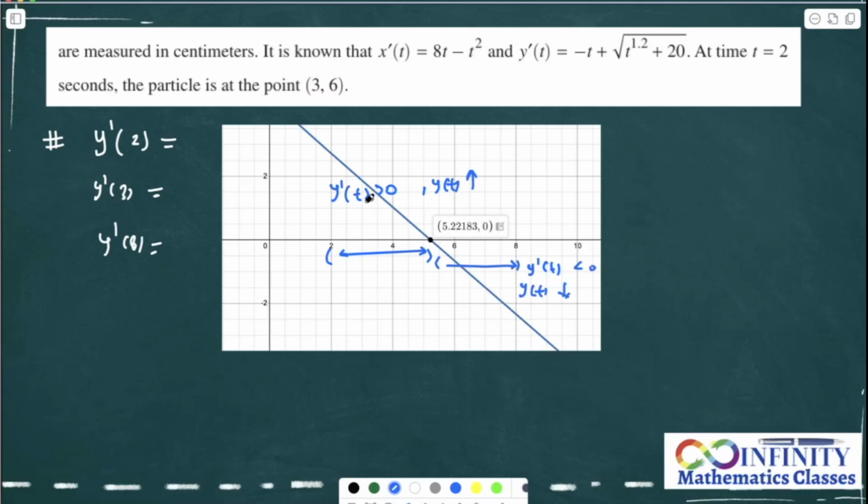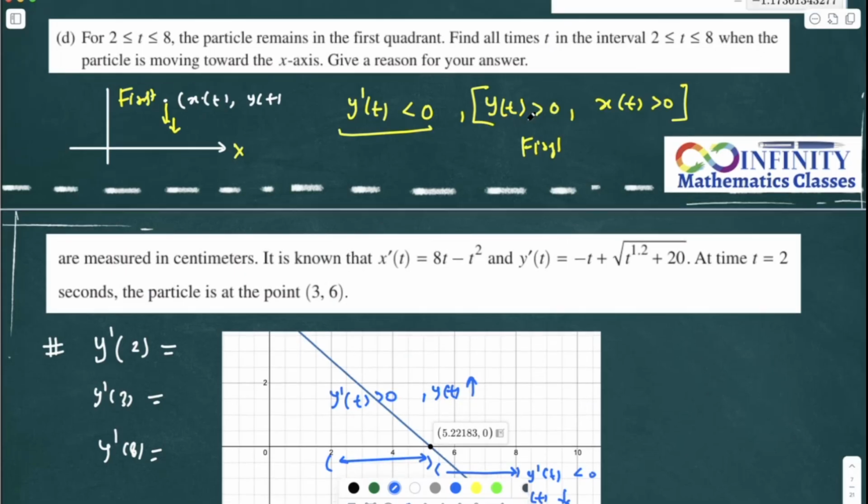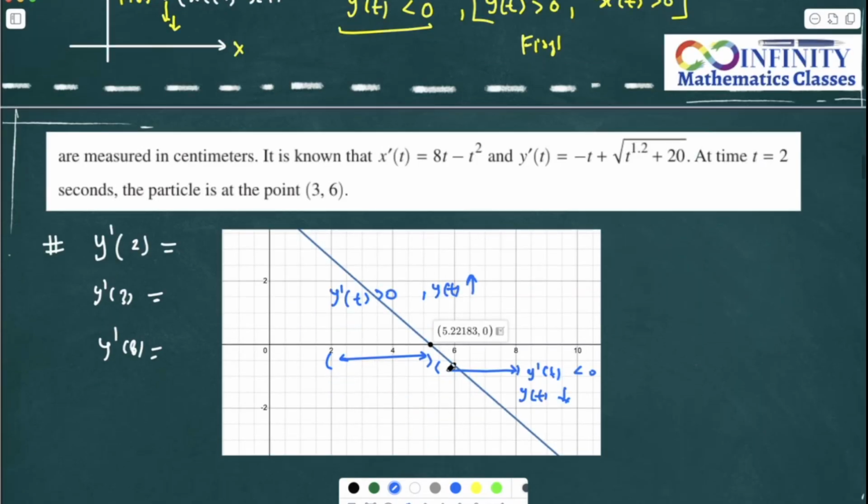So the question was find all points. You need to find all points in the time interval. So all the points are going to be the points from starting point 5.22183, open interval, and it will go up to 8. These are the points where the particle will be moving towards the x-axis. Any doubt?